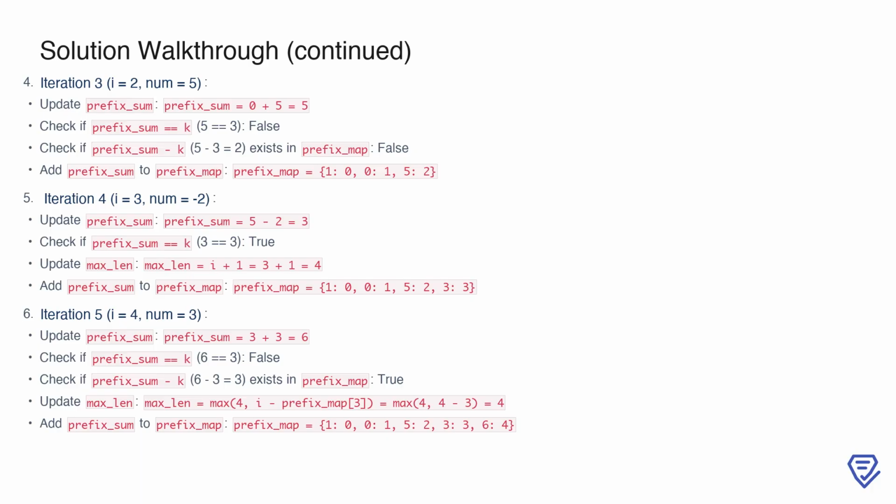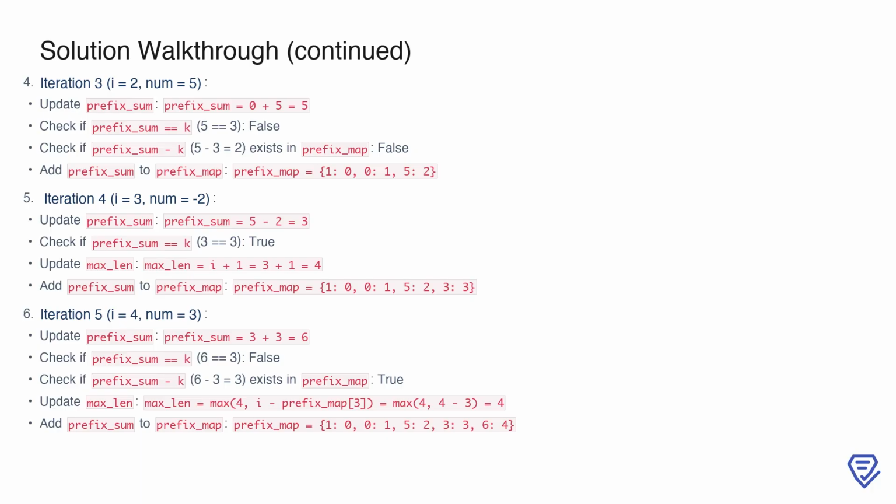In iteration 4, with i equals 3 and num equals -2, updating prefix_sum results in 3, which is exactly equal to k. This means the subarray from the start to this point sums to k, so we update max_len to i plus 1, which is 4. We also add prefix_sum to prefix_map.